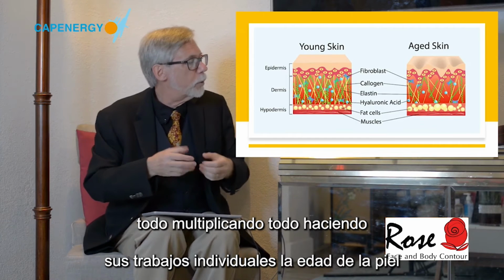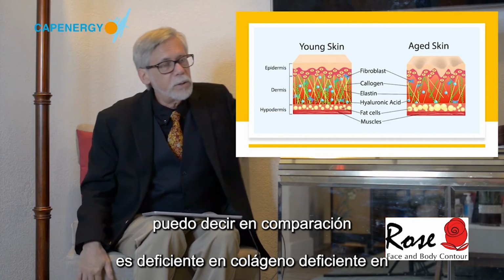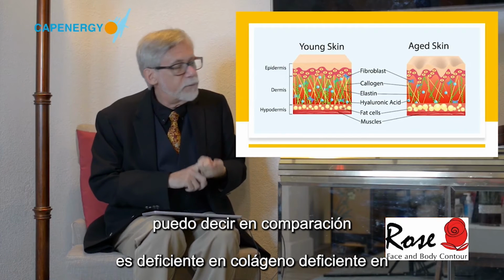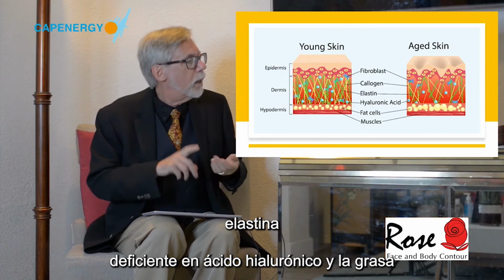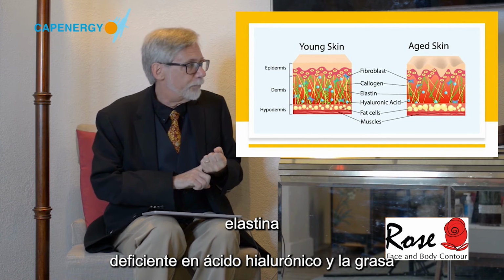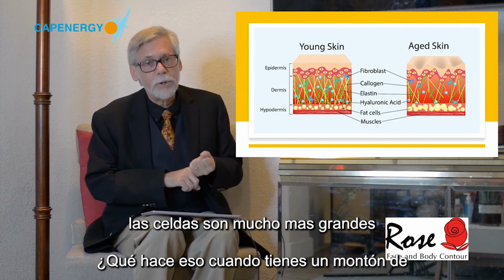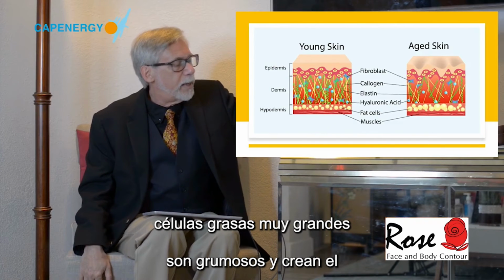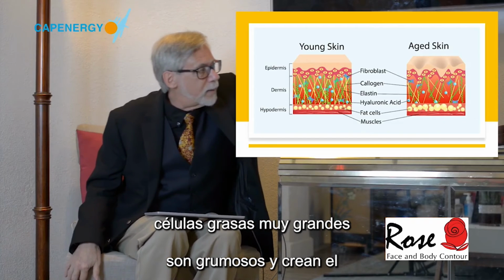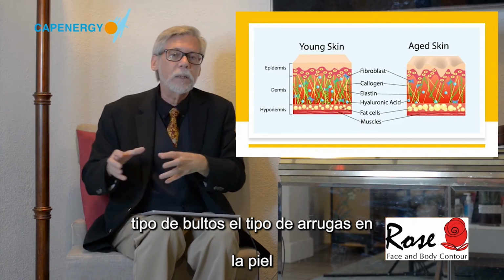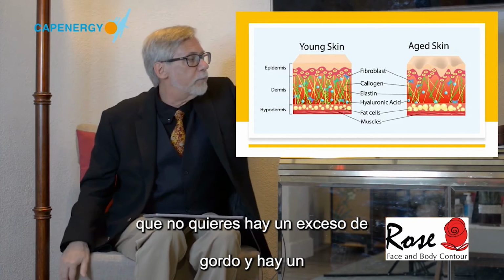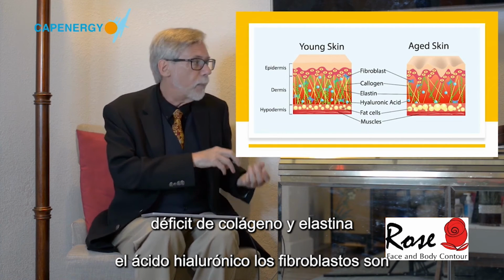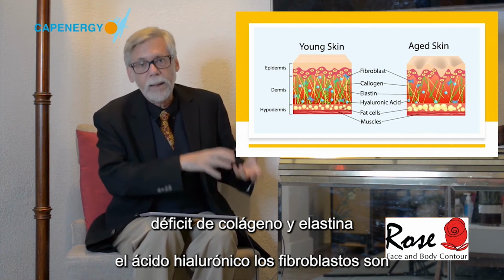all doing their individual jobs. The aged skin, you can tell by comparison, is deficient in collagen, deficient in elastin, deficient in hyaluronic acid, and the fat cells are much larger. What that does when you have a lot of very large fat cells is they're lumpy, and they create the kind of lumps, the kind of wrinkles in the skin that you don't want. There's an excess of fat, and there's a deficit of the collagen, the elastin, and the hyaluronic acid.